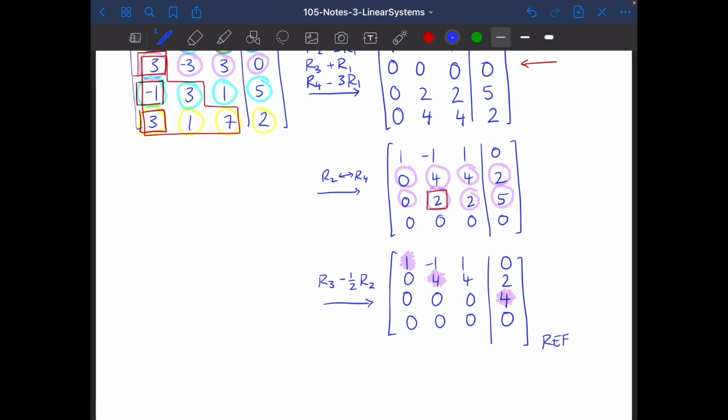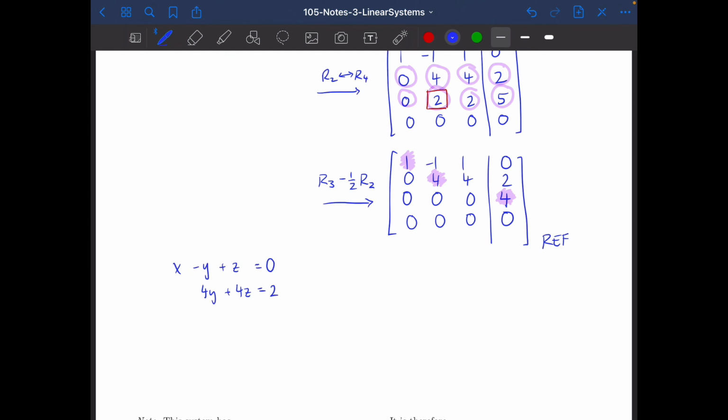From the first row, we get x minus y plus z equals 0. From the second row, we get 4y plus 4z equals 2. From the third row, what do we get? Well, we have 0x plus 0y plus 0z equals 4. And the fourth equation gives us 0x plus 0y plus 0z equals 0. So this is our new linear system.